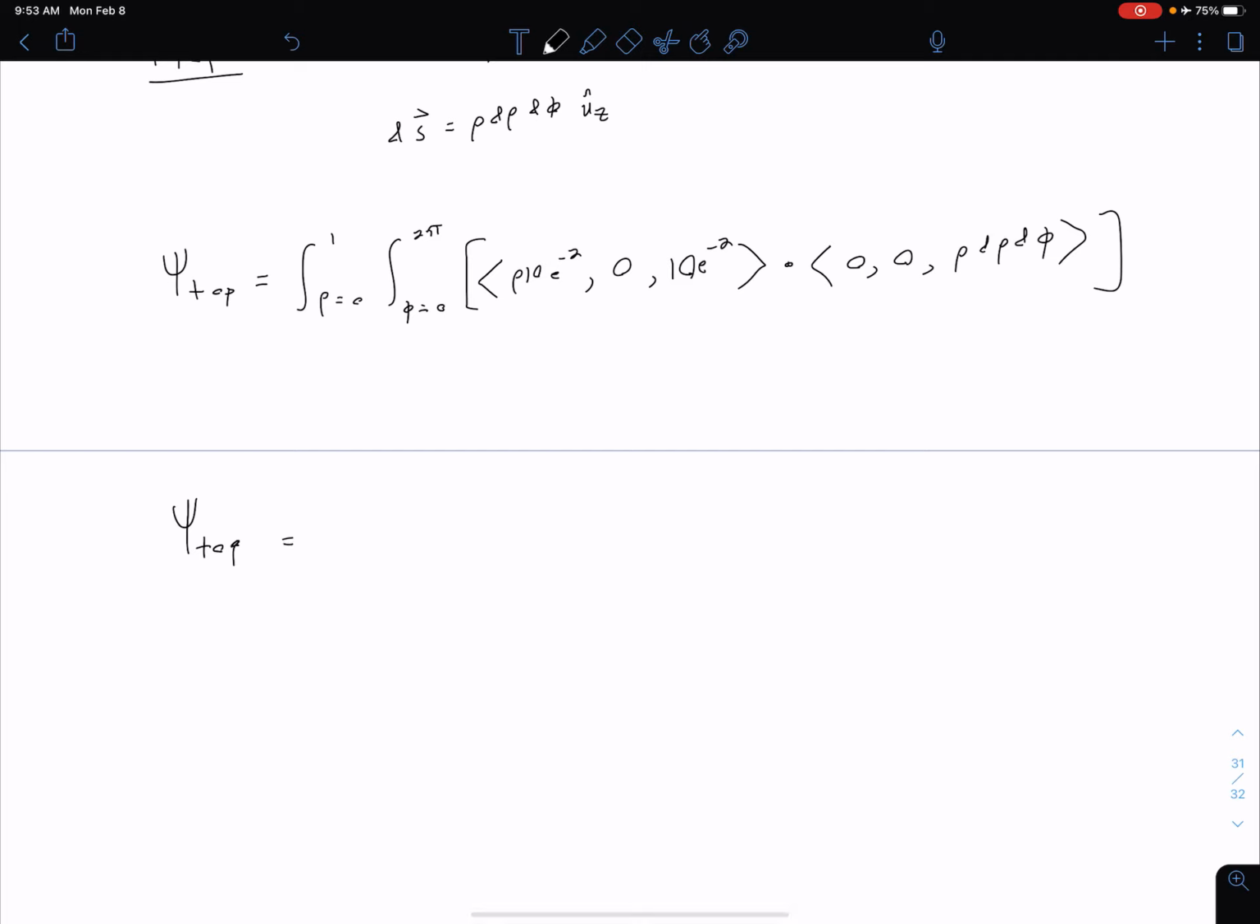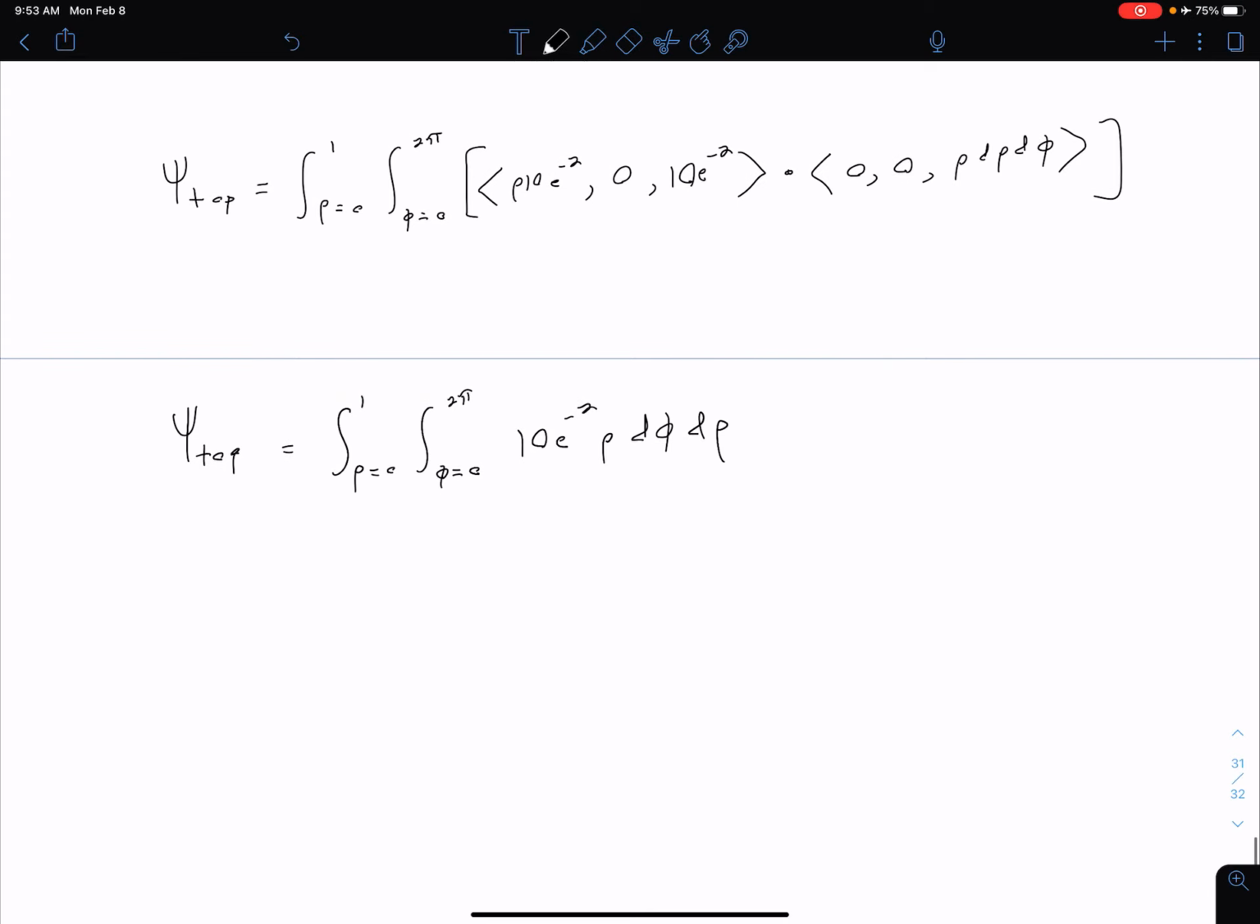Our flux out of the top is going to be equal to the integral from rho equals 0 to 1, integral from phi equals 0 to 2 pi, and this becomes 10 e to the minus 2 rho, and I'm going to switch these terms around, d phi, d rho, just such that we have this integral with this differential, so just sort of making it a little cleaner mathematically.